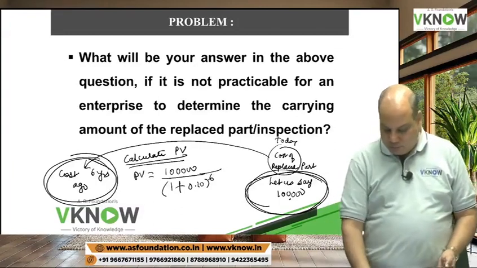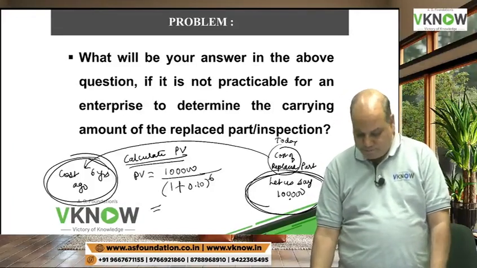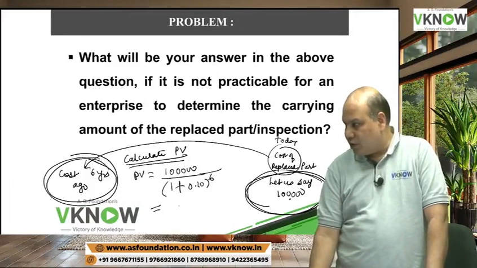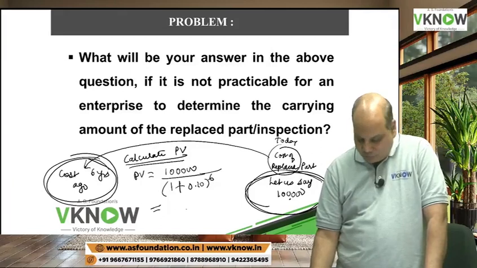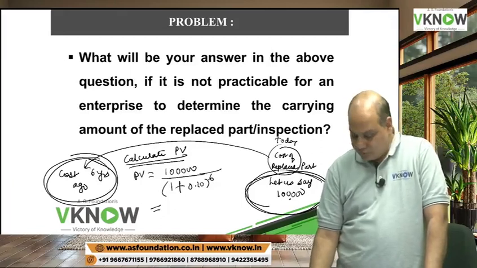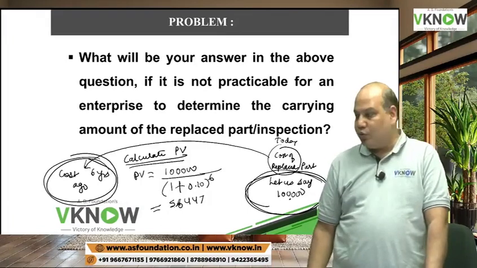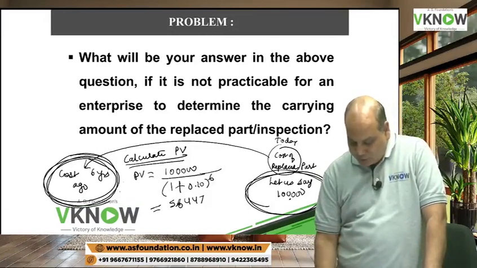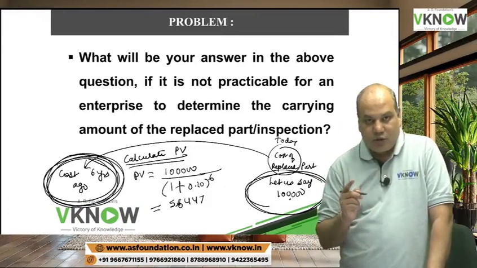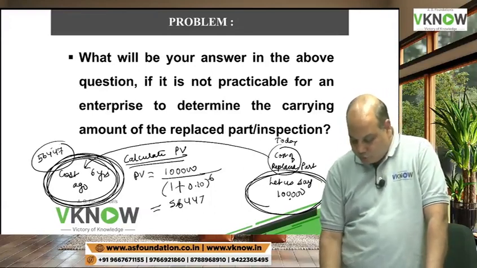So I am getting, anybody, first from your side, how much are you getting? Present value of 1 lakh, 10% discount rate, 6 years. Anybody who wants to contribute? 56447. That means if I would have purchased this replaced part 6 years ago, then I would have paid 56447 rupees for that. Is it right? So I got this part.